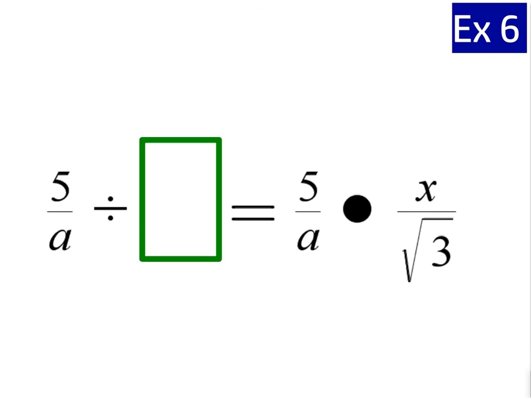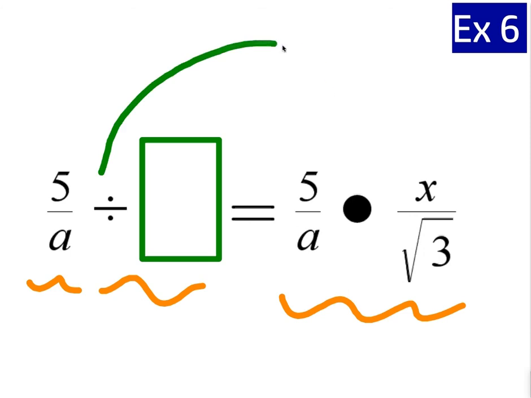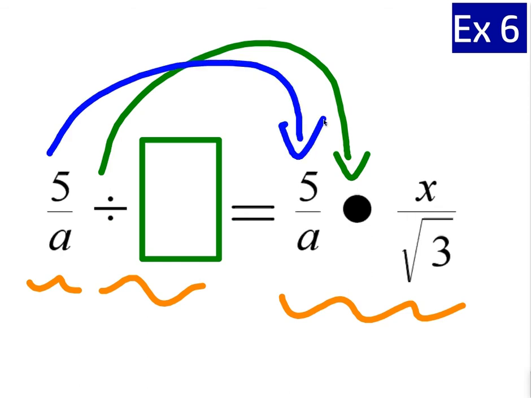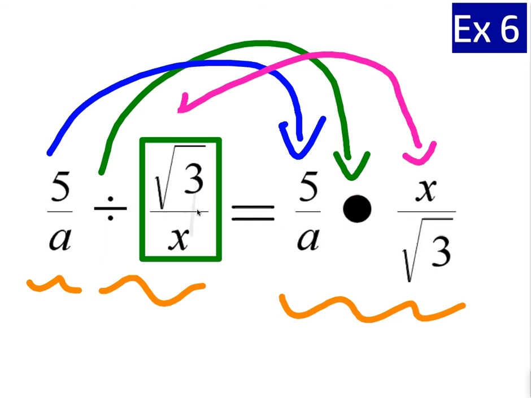Okay, we're going to do several more here. Let's go ahead and take a look at this one. This is 5 over a divided by what gives you 5 over a times x over square root of 3. Now notice again that these changed from division to multiplication, and if these stayed the same and we kept them, then we must be talking about what? Keep, change, flip. So therefore these two must be flipped from one another. And what's the flipped version of x divided by the square root of 3? It would be the square root of 3 over x. Very simple.